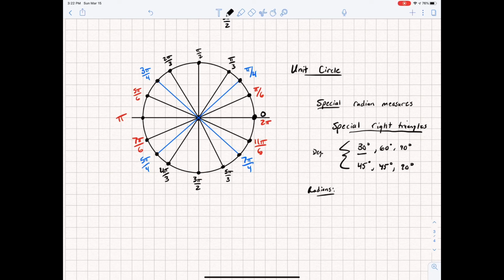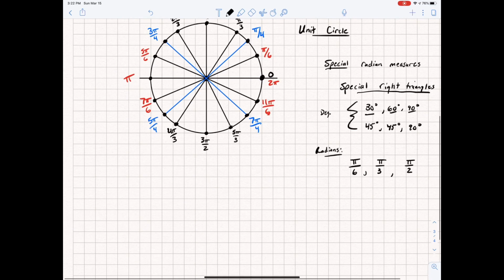Well, 30 degrees is pi over 6. 60 degrees is pi over 3. 90 is pi over 2. 45 is pi over 4. And so you might notice that all of these radian measures that correspond to the special angles in a right triangle are over 6, over 3, over 2, or over 4.